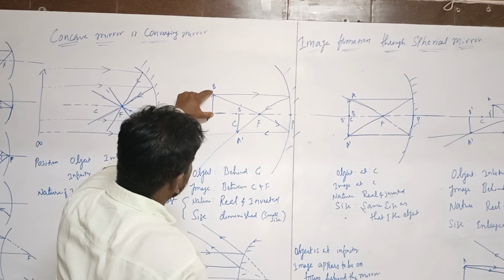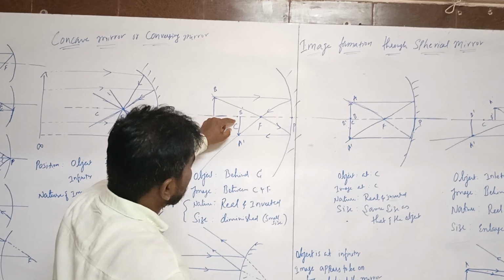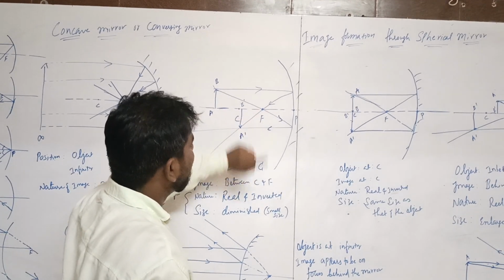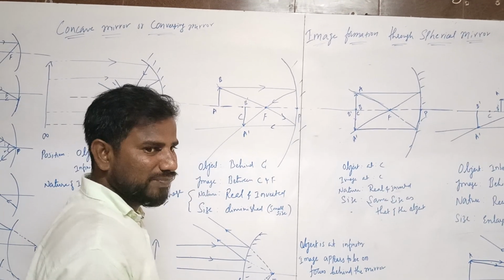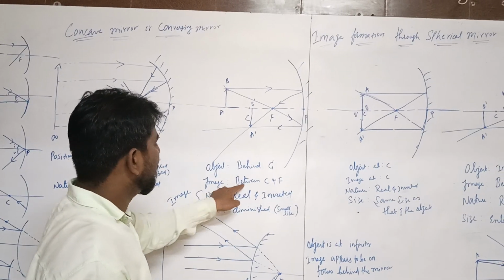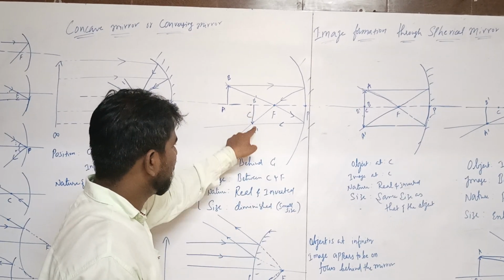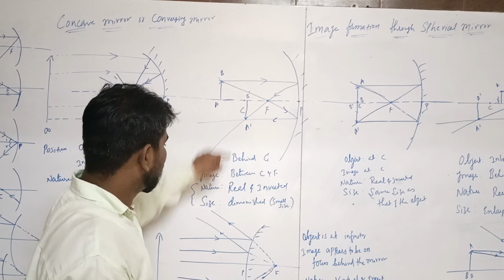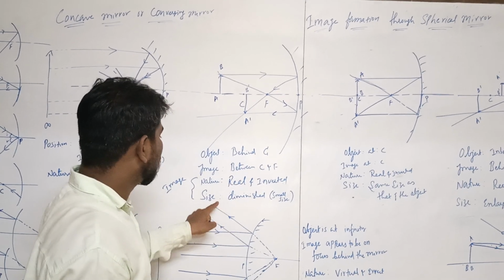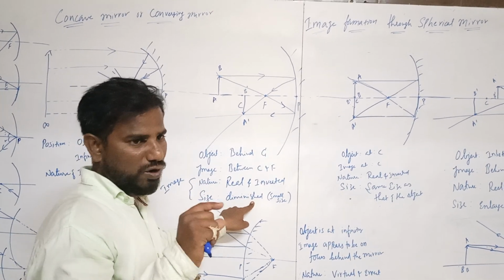So when the object is kept behind C, image formation takes place in between C and F. Now we will see some points. Object behind C, image in between C and F. The nature of the image is real and inverted. The size is diminished, or a small size.